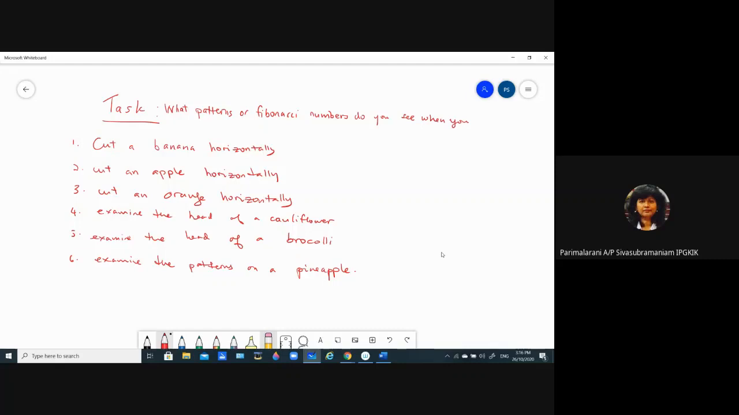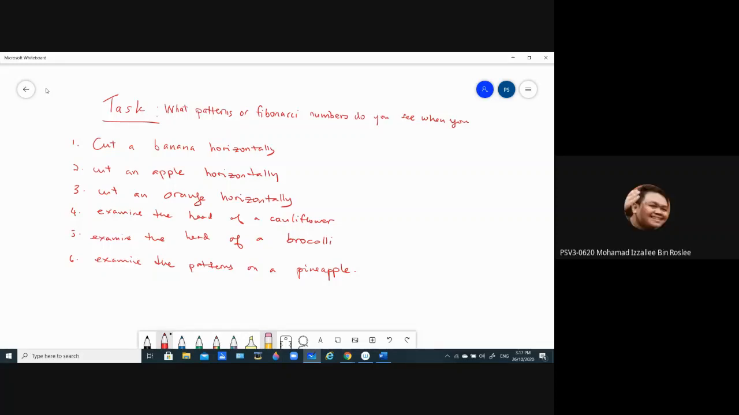You can use a marker to draw the spirals one by one on the pineapple. You can use different markers, or you can use cellophane tape or double-sided tape. You can tape along the spirals and then write on the spiral the number of spirals. And then you can take a photograph. This is what you're supposed to do now for the next hour. If you don't have any of these things, you can do this later. If you still don't have it before the next lecture, then what to do? Any questions?